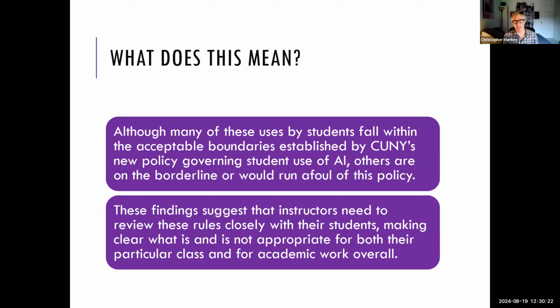And these findings do suggest that instructors need to review these rules closely with their students, making clear what is and is not appropriate for both their particular class and for academic work overall. I think Julie pointed out in the chat that the mandatory wording on all syllabi already mentions CUNY's academic integrity policy and directs students to it. But I do think it's a good idea that professors go further than that at the beginning of the semester, and that they specifically review the uses of AI that would be prohibited for their particular classroom or for academic work overall, and the ones that would be allowed.